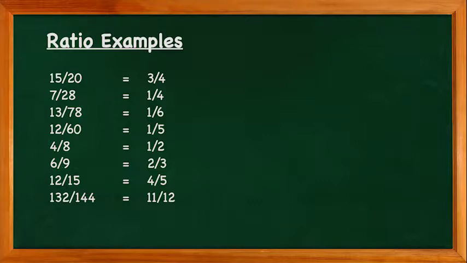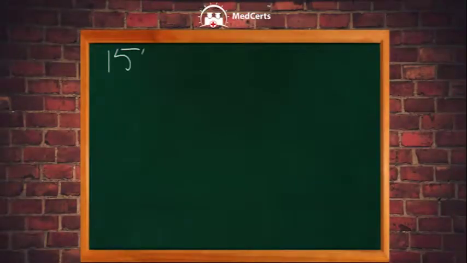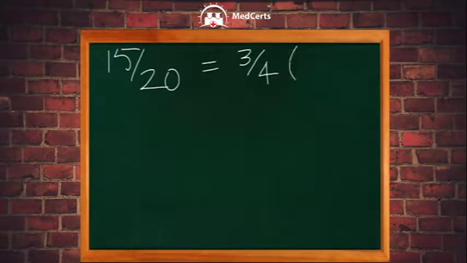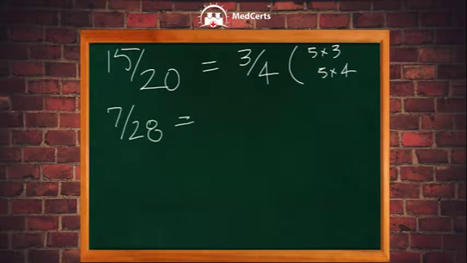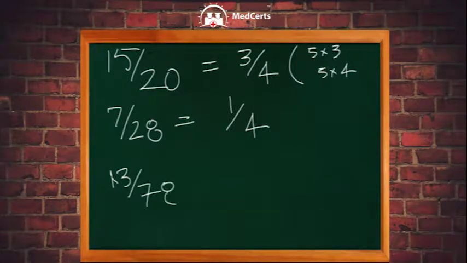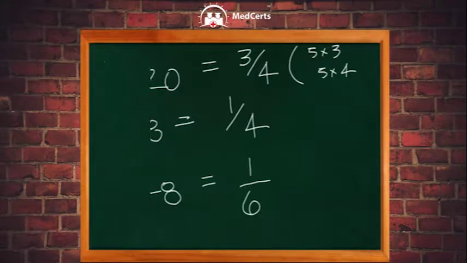So if we look at our examples, if we look at 15/20, the common number in both would be 5. 5 times 3 is 15, and 5 times 4 equals 20. If we look at 7/28, 7 goes into both numbers. 7 goes into 7 once, and 7 goes into 28 4 times. If we look at 13/78, 13 is our multiple. 13 goes into 13 one time, and 13 goes into 78 6 times.